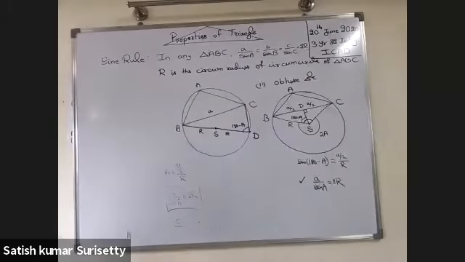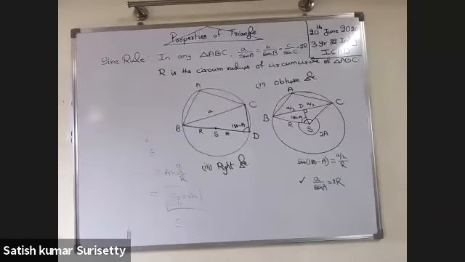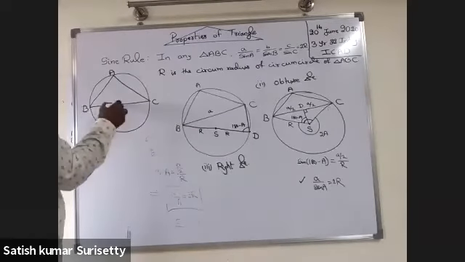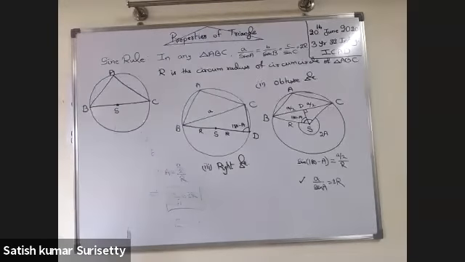Third case. For the third case, right triangle. For a right triangle, where will be the circumcenter? On the midpoint of the hypotenuse. So A, B, C. So circumcenter, yes, will be the midpoint.